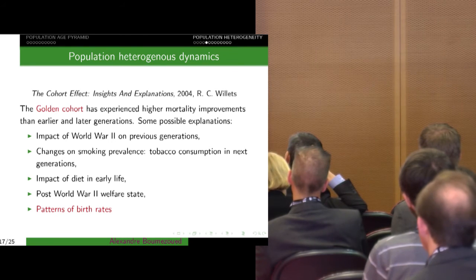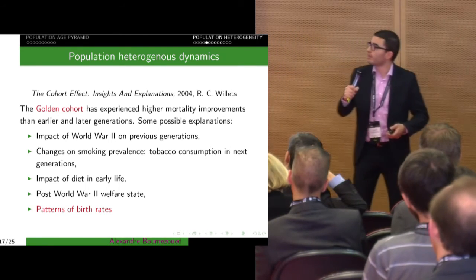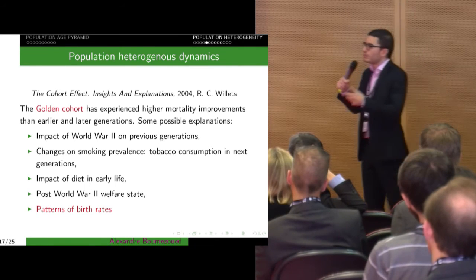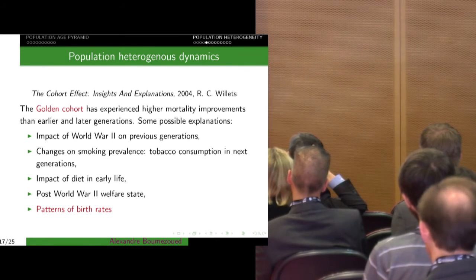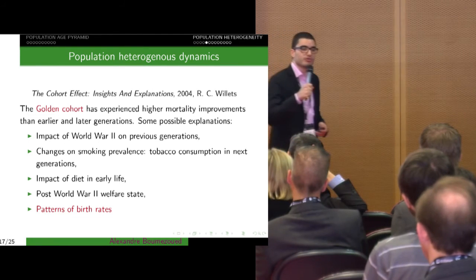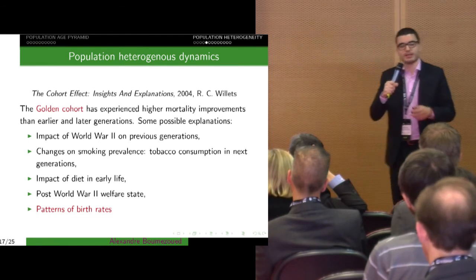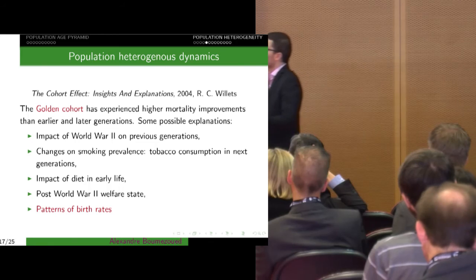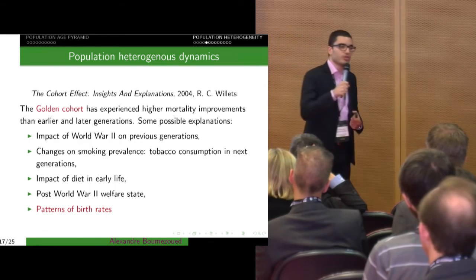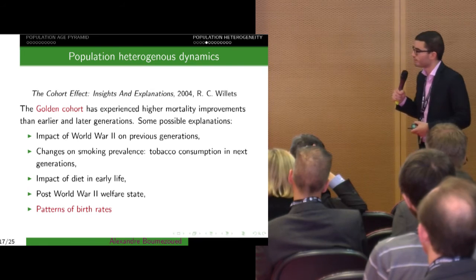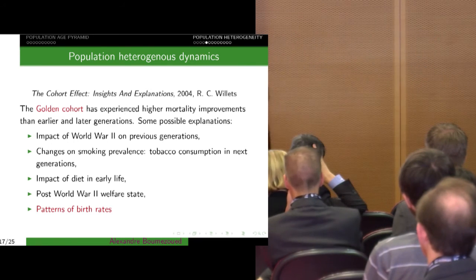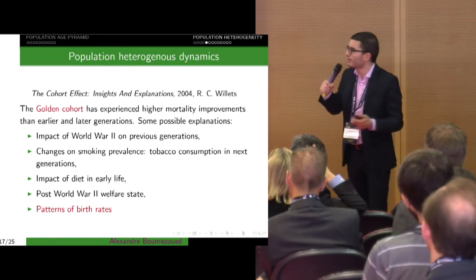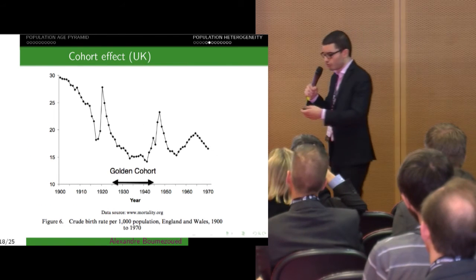Why? Let's advance some insights, interesting ones, which can be classified in three directions. This cohort experienced particular mortality improvements, so there were bad arguments for the mortality of previous and next generations. There were also good arguments for the generation we consider, the golden cohort. And you have also one remark about the patterns of birth rate. And the question is, what do patterns of birth rate have to do with mortality and with the cohort effect?